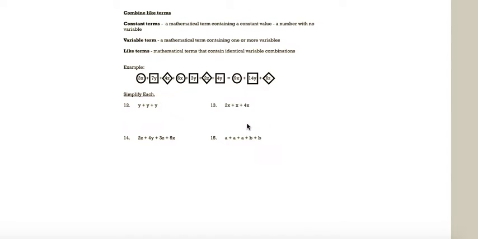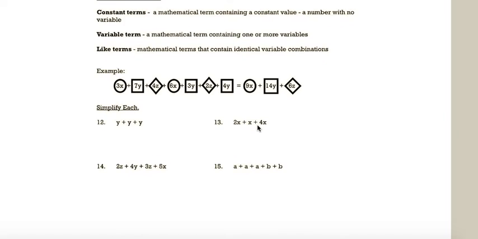All right, now we're on the back. Combining like terms. We have constant terms. It's a mathematical term containing a constant value, a number with no variable. Underline a number with no variable. Then we have a variable term. It's a mathematical term containing one or more variables. Underline one or more variables. Last, we have like terms. A mathematical term that contains identical variable combinations. So you can combine x terms with x terms and y terms with y terms. And as an example, z terms with z terms.